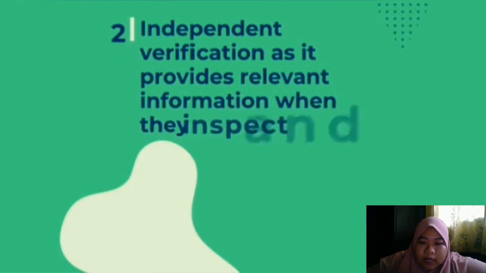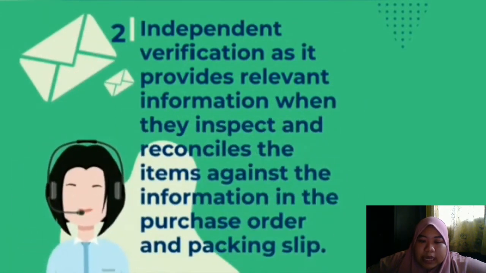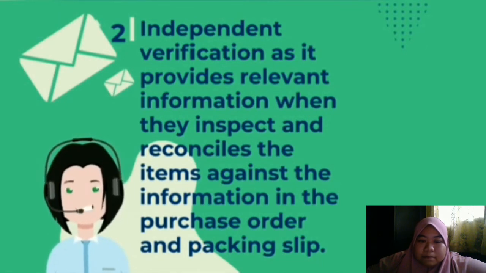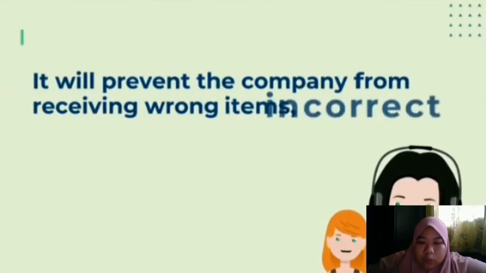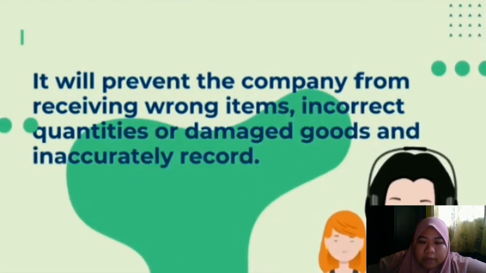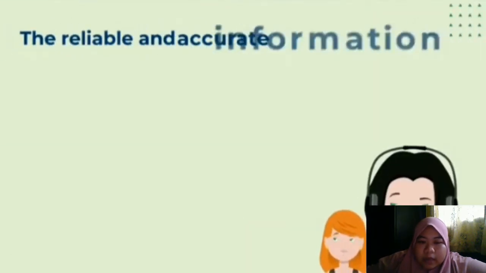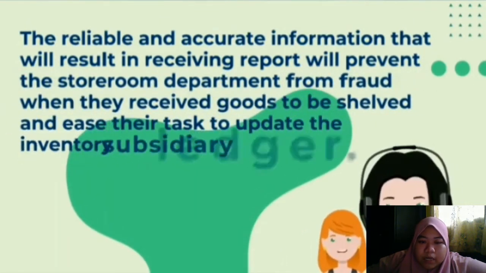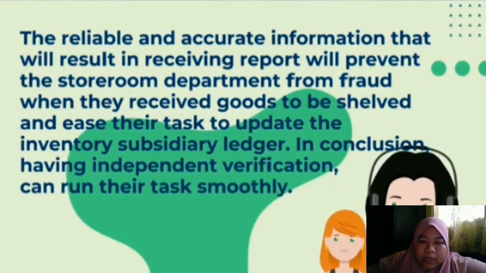Next, independent verification, as it provides relevant information when they inspect and reconcile the items against the information in the purchase order and packing slip. It will prevent the company from receiving wrong items, incorrect quantities, or damaged goods and inaccurately recording them. The reliable and accurate information in the receiving report will prevent the storeroom department from fraud when they receive goods to be shelved and ease their task to update the inventory subsidiary ledger. In conclusion, independent verification can make their task run smoothly.